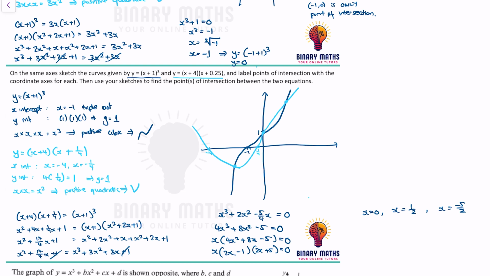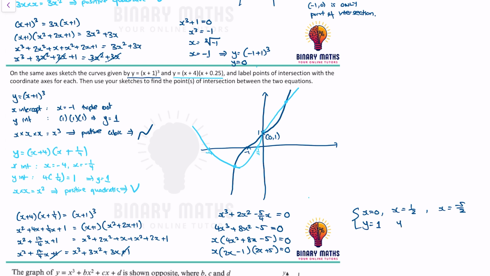Okay, if I substitute into one of these equations, let's do the cubic one, then I get y is equal to 0 plus 1 cubed, which is 1, yep. So that's my first solution, which makes sense because that's 0, 1, that first intersection there.